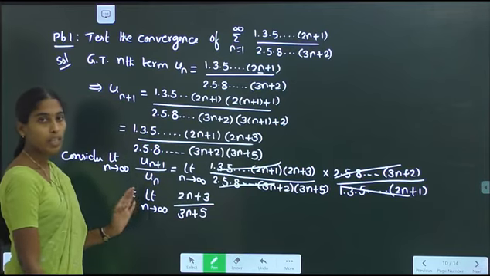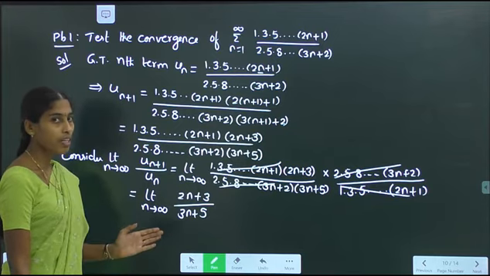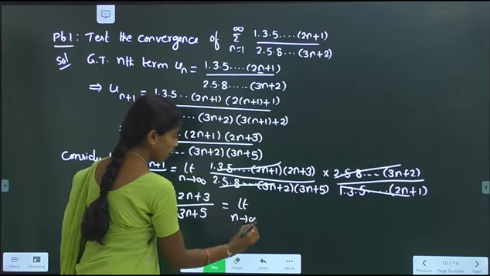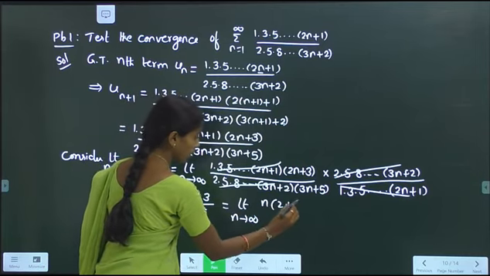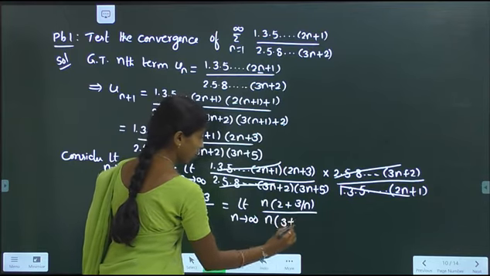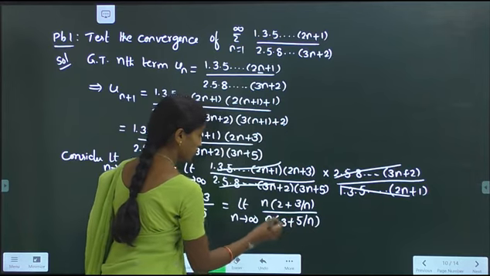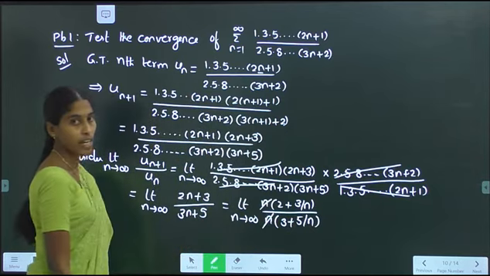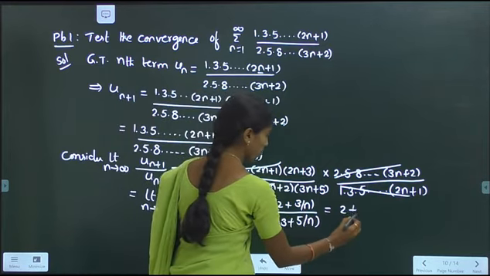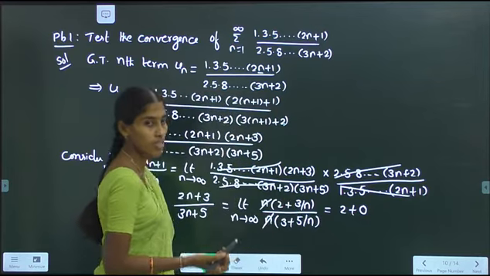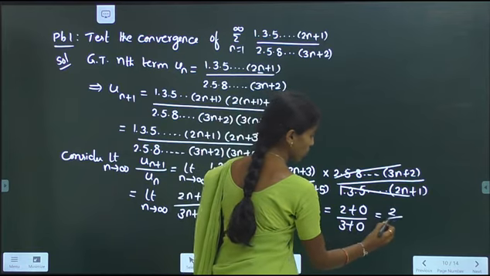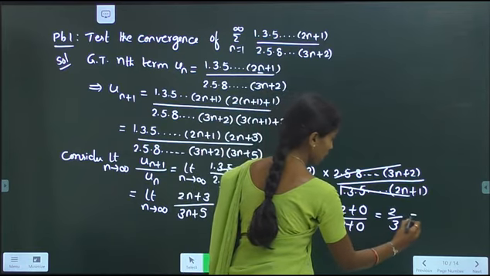If you apply directly limit n tends to infinity, limit does not exist. For that purpose, we will take common n from both numerator and denominator. It becomes 2 plus 3 by n, 3 plus 5 by n, n gets cancelled. As n tends to infinity, 2 plus 0, because 1 by n tends to 0, by 3 plus 0. So what is the value? 2 by 3. This is L value.